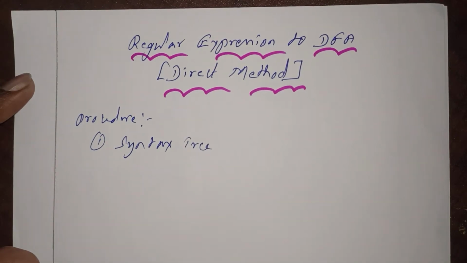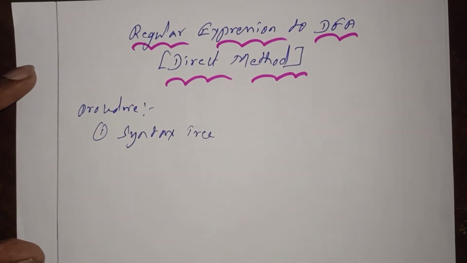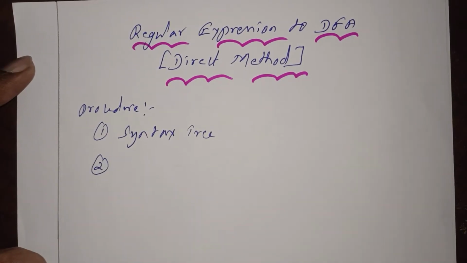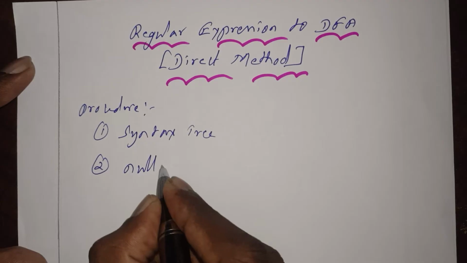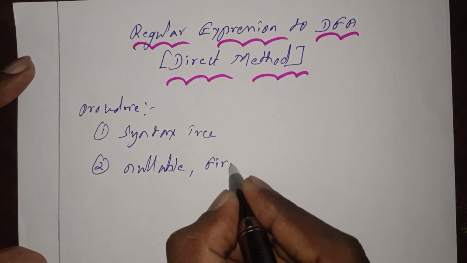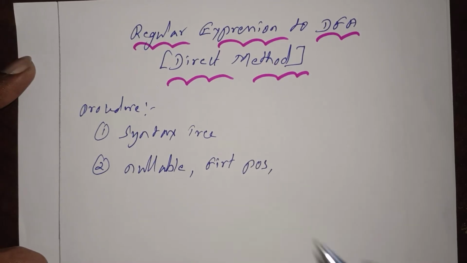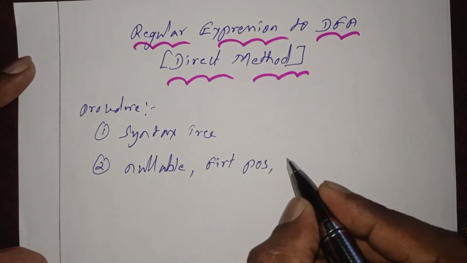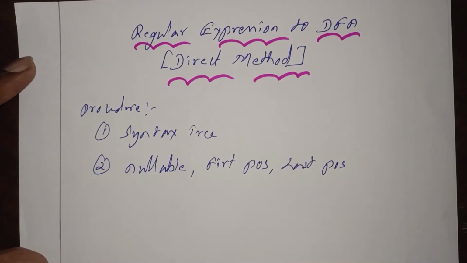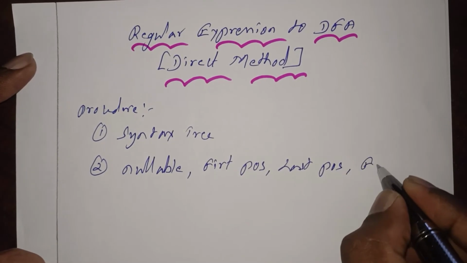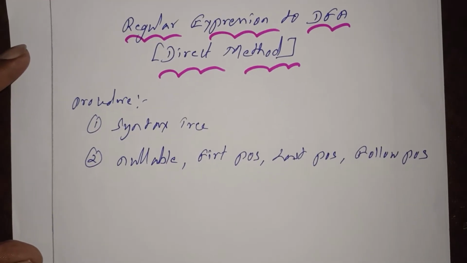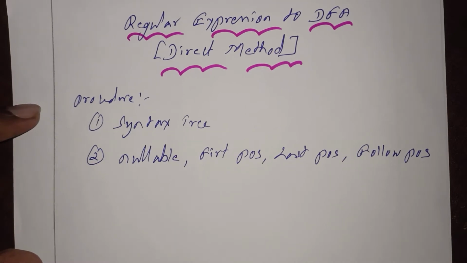Number one, before doing any procedures, we need to have a syntax tree. Number two, it will have nullable. And then we need to find first position, then last position, and then follow position. I'm going to explain in depth all these four aspects.